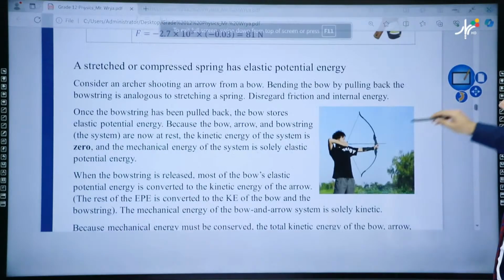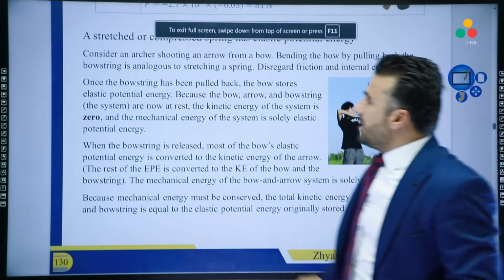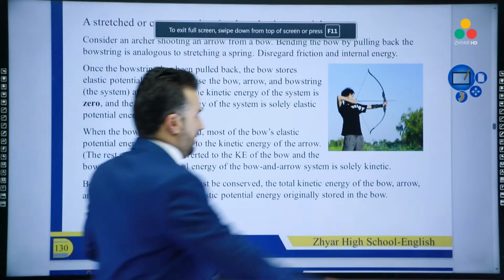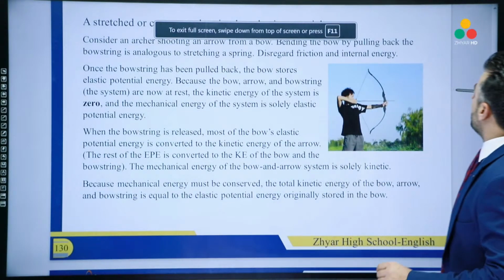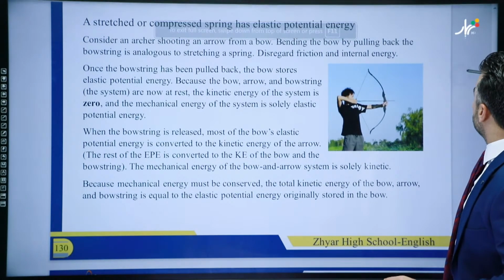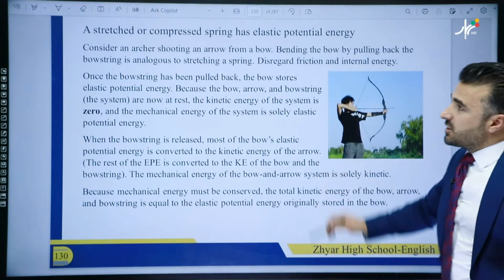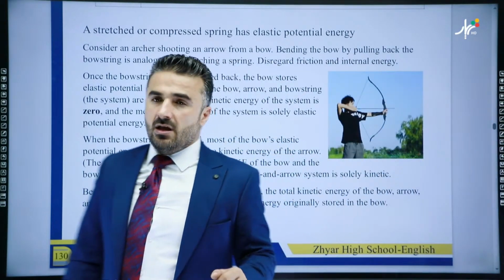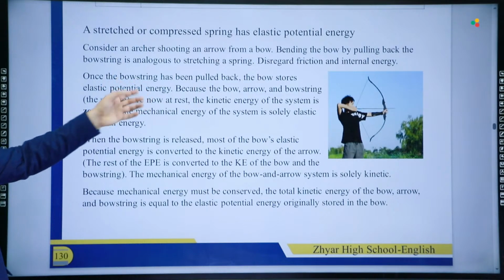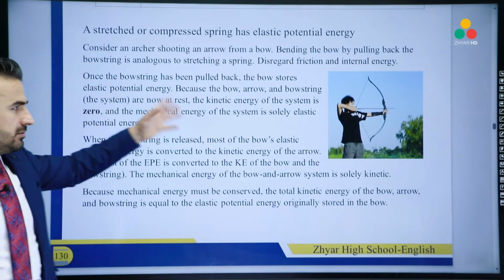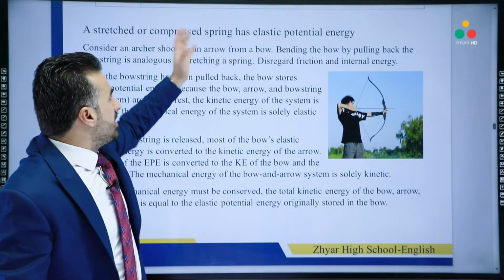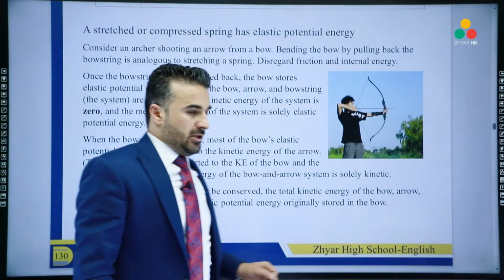Okay, now take a look at this one here. It says a stretched or compressed spring, if it is, let's say, elastic material, of course, then a stretched or compressed spring has elastic potential energy.